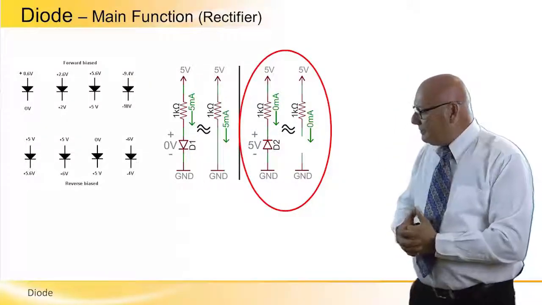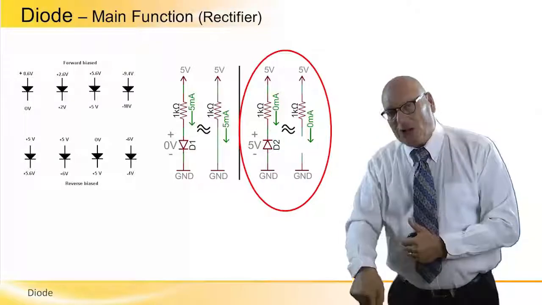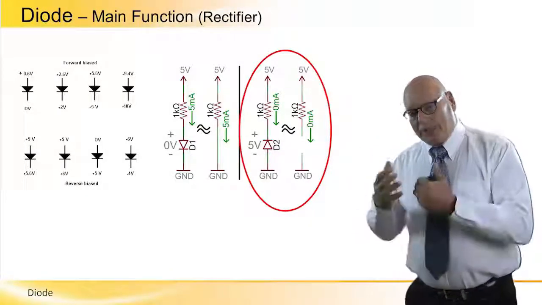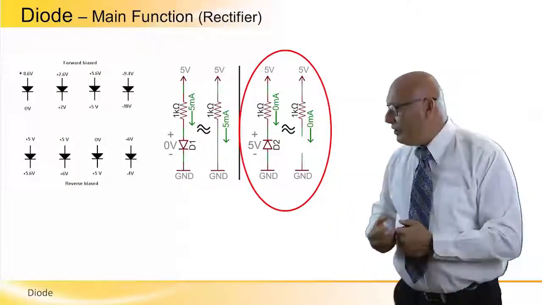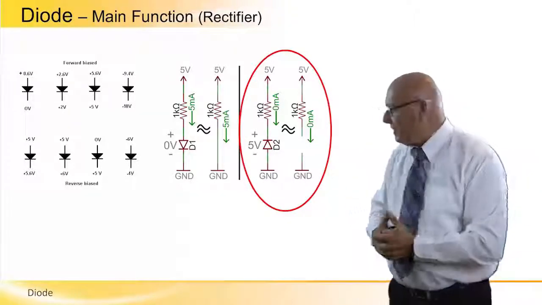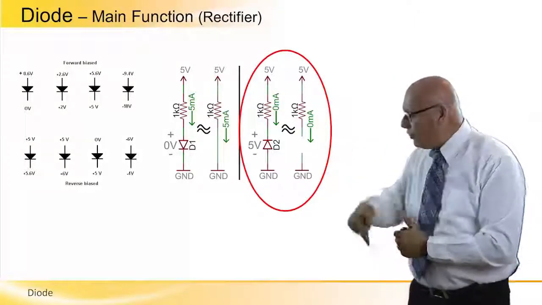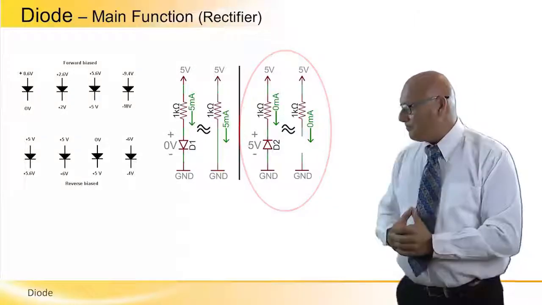That means the current wants to flow from the power supply, the plus 5, down to ground, but the diode blocks it. And when it blocks it, the internal resistance of the diode is so high, practically speaking, as we can see on the far right, it's basically like a cutoff. So current cannot flow from the power supply to ground in the case of D2.